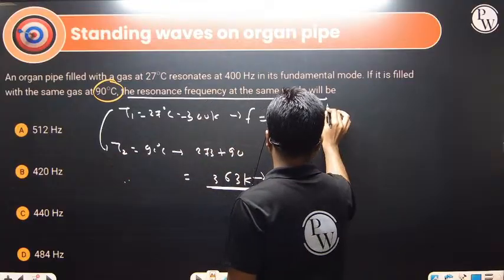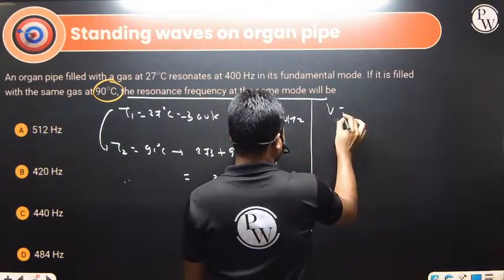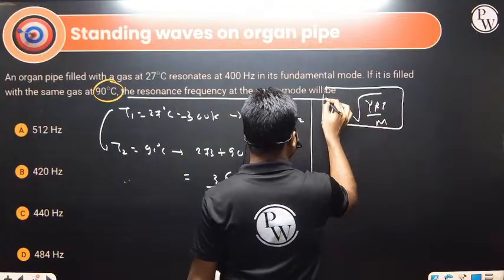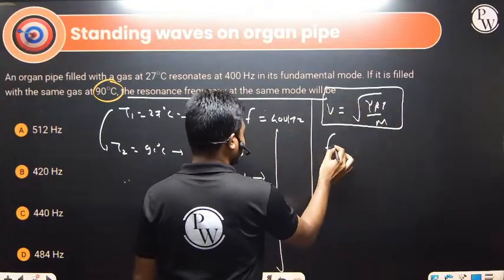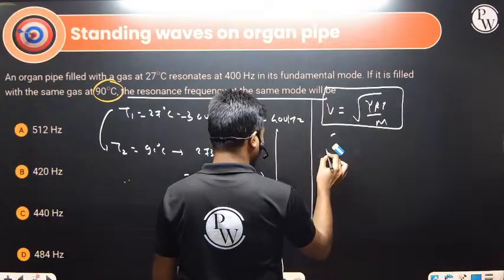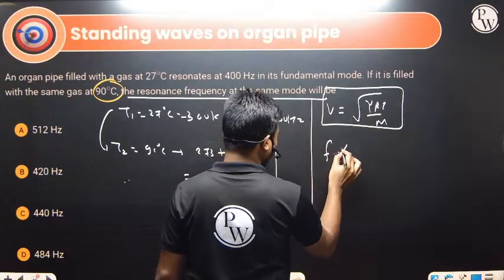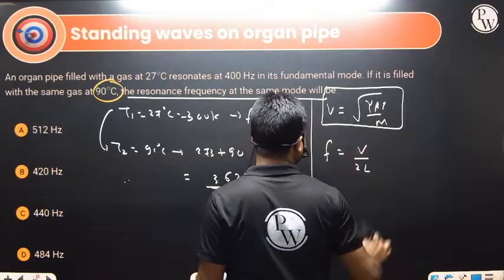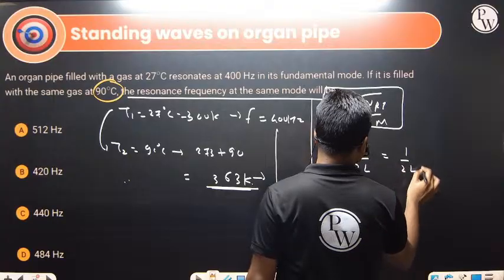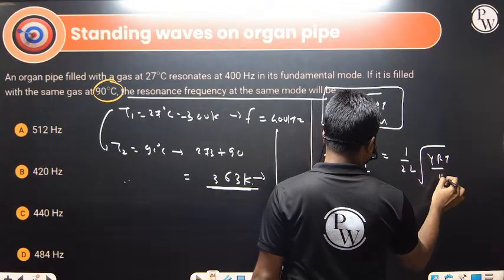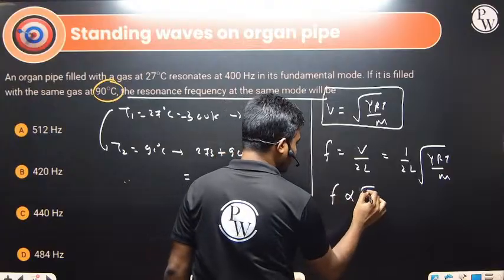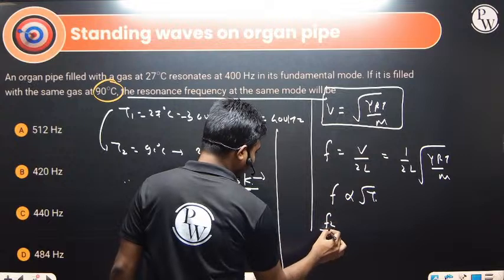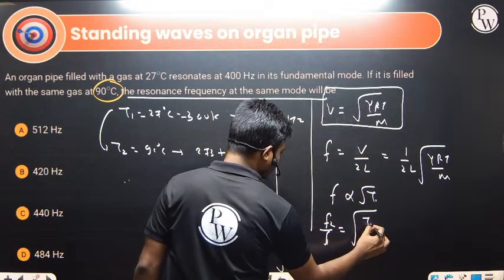And how will the speed of the sound change? V is proportional to under root gamma RT by M. Okay, V equals under root gamma RT by M. So what is the fundamental frequency? The fundamental frequency is proportional to the root of temperature here. The fundamental frequency is given by V by 2L, so this is given by 1 by 2L under root gamma RT by M. So frequency is proportional to root of temperature. That's it. So F2 by F1 is equal to root of T2 by T1.